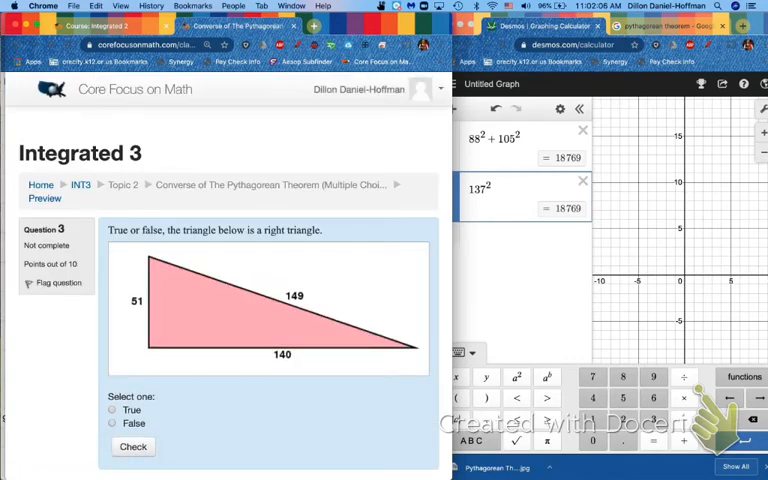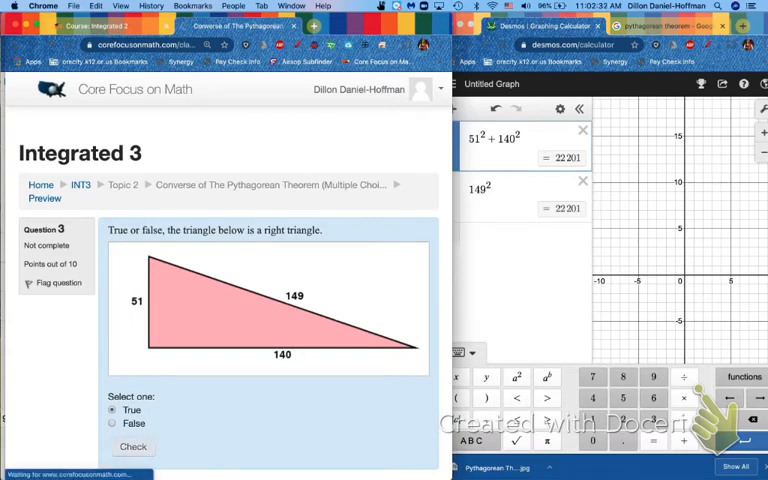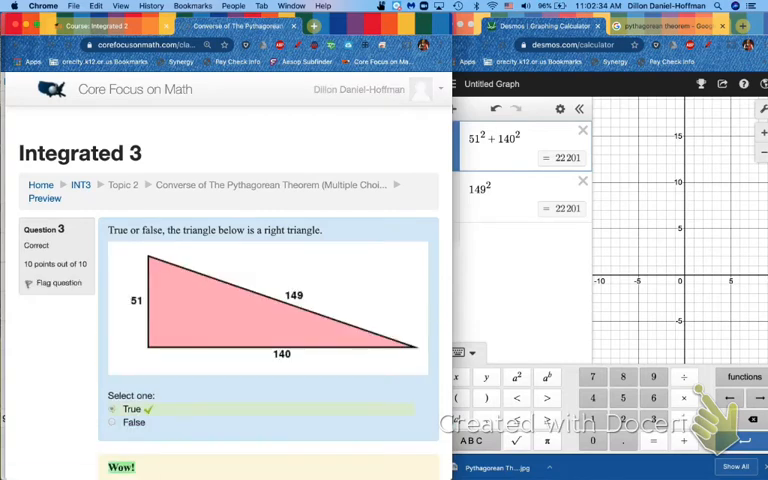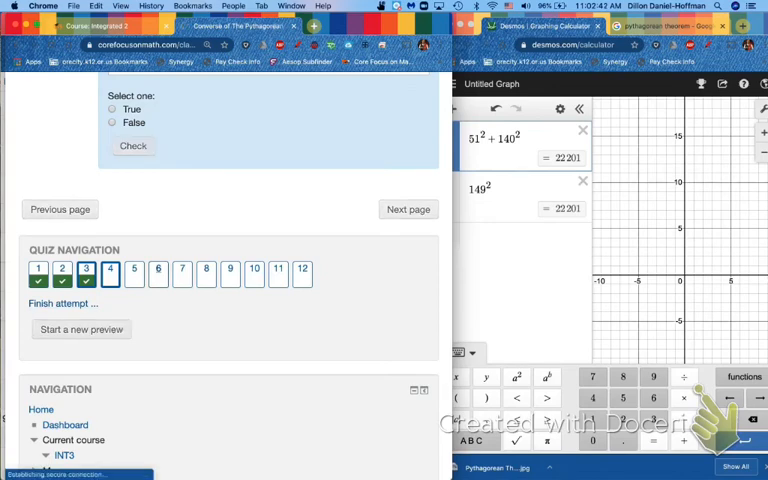Now we have a situation where they want to know right triangle. So it's the same thing. I just got to make sure that my 149, my hypotenuse C, is in the C spot, in the largest by itself. And then the other two, I can put in any order. So I've got 51 and 140. And look, these numbers perfectly match. So it's true. If this did not make sense still, rewind, watch the explanation, because I'm going to leave you to do the rest of these.